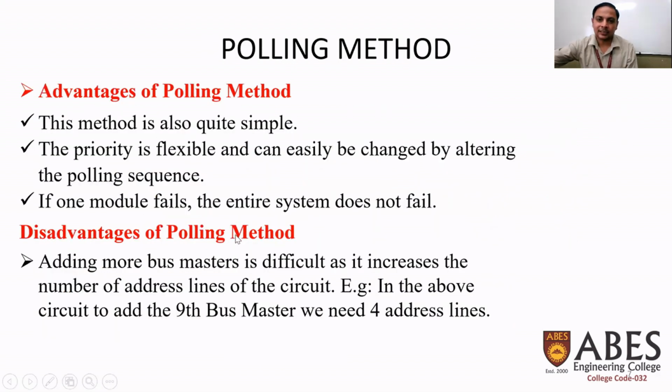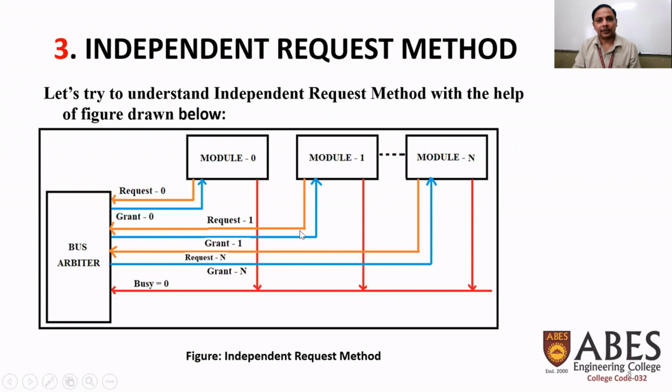So there is only one disadvantage with this method. The problem is if you extend the network, you have to add extra bus masters, so you have to increase the number of buses or connections in the network. The next method is the independent request method.